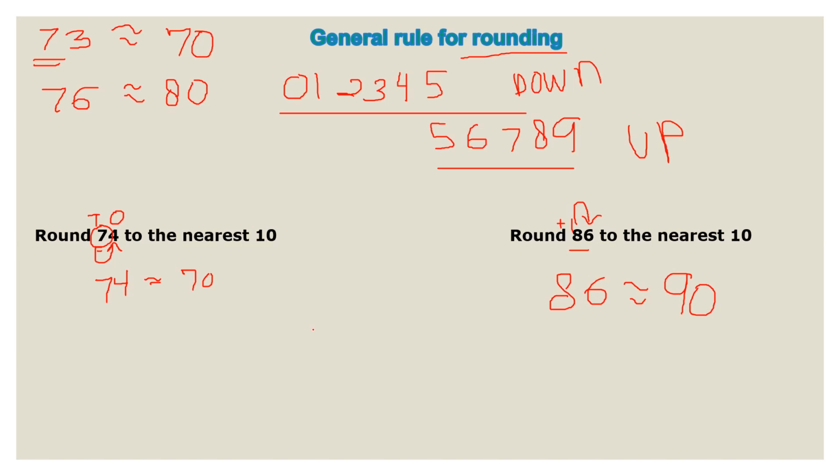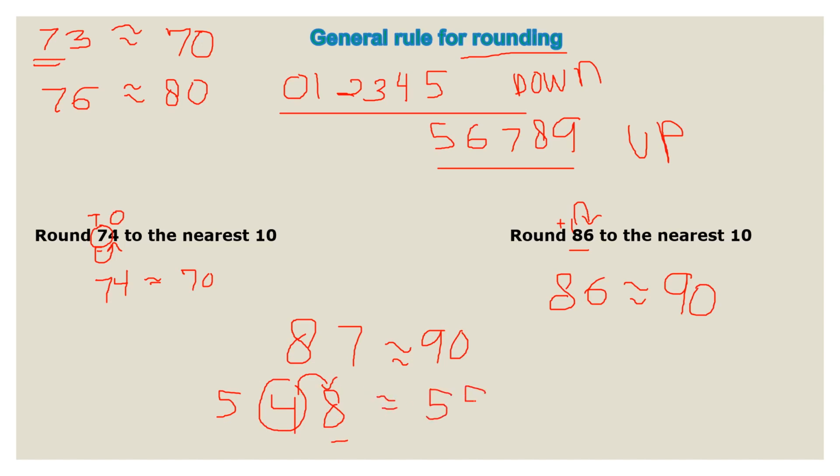Another example, 87. Round 87 to the nearest 10 equals 90. How about 548? Round the number to the nearest 10. So it equals 550.